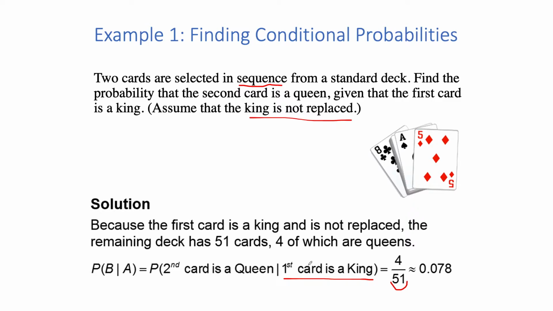So clearly, this is a case where the fact that I picked a card out of the deck which happens to be king and I did not replace it has an effect on what happens next. Right? The probability that the second card is a queen is affected by the fact that the first card was a king and was not replaced. In this case, it would be 4 over 51.